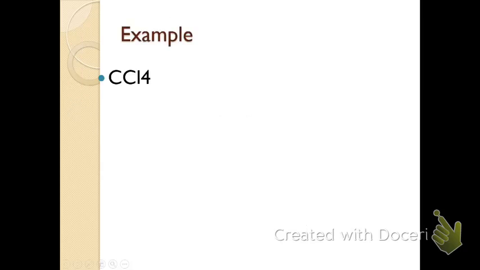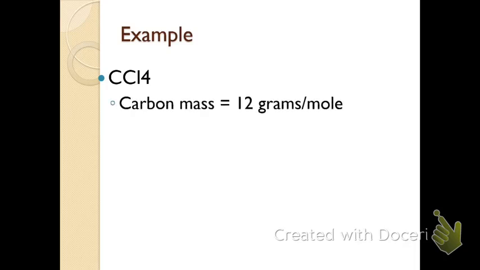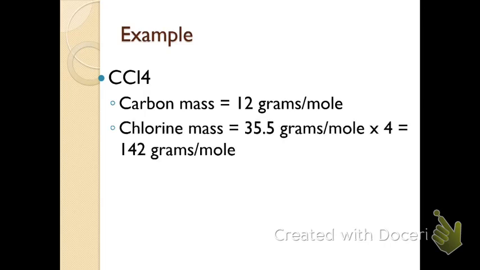So let's go back to carbon tetrachloride. On your periodic table, carbon has a mass of 12 grams per mole. Find carbon, that's atomic number 6. And now find chlorine, which is atomic number 17. Chlorine has a mass of 35.5 grams per mole. And there are 4 chlorines. So if you take that number and multiply it by 4, you get 142 grams per mole.